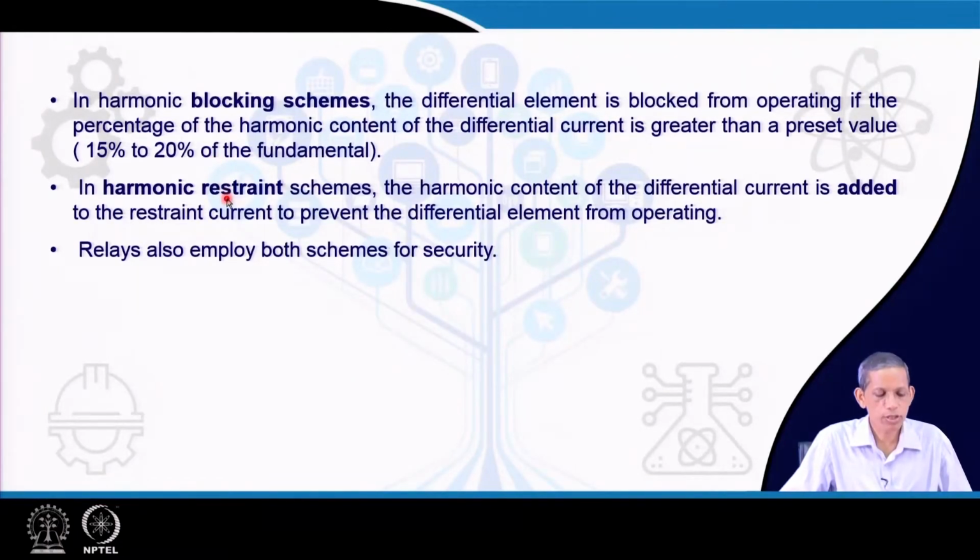In the harmonic restraint scheme, what is being done is that we know a restraint becomes k times the magnitude of I1 plus the magnitude of I2, and in that restraint we add the corresponding harmonic components also, to ensure that the relay does not operate in those situations. They have their own advantages in terms of blocking schemes and restraining schemes, and some relays employ both to exploit these advantages.